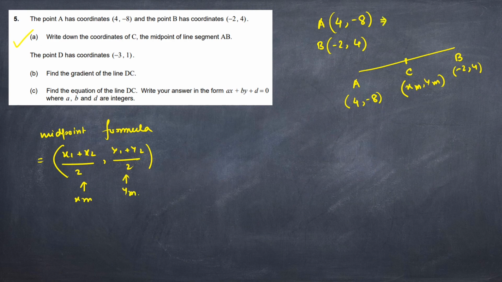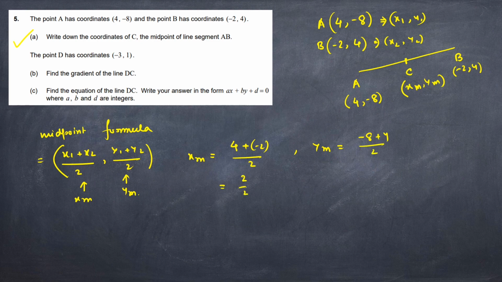For this I am taking A to be x1, y1 and B to be x2, y2. So xm is equal to x1 plus x2 divided by 2, so 4 plus minus 2 divided by 2. For ym, ym is equal to y1 plus y2 divided by 2, so minus 8 plus 4 divided by 2. So we are getting 2 by 2 is equal to 1.